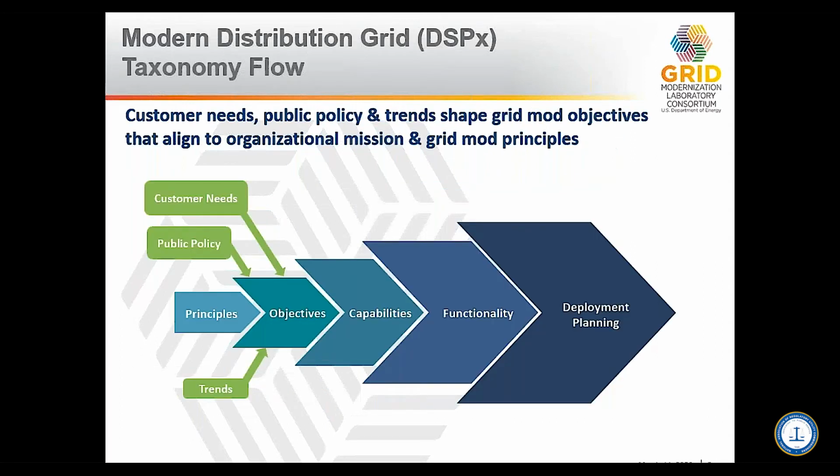So we developed this taxonomy, this sequential way of thinking about how to move from the mission and principles of a jurisdiction, to defining objectives based on customer needs, public policy, and trends that we see happening, to then inform the capabilities that are required overall of the system, and then some very specific functionality, which then help inform the deployment planning process.